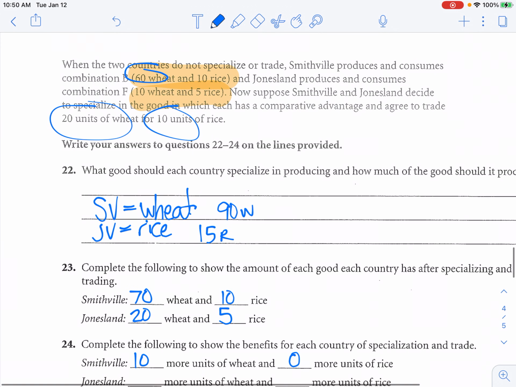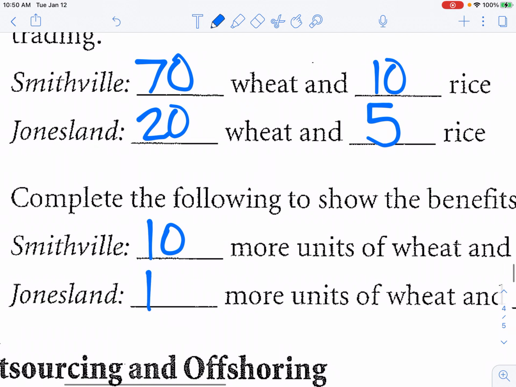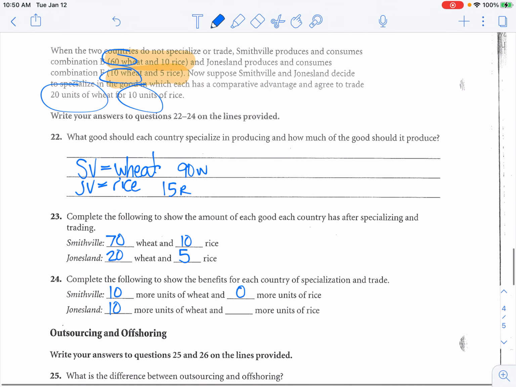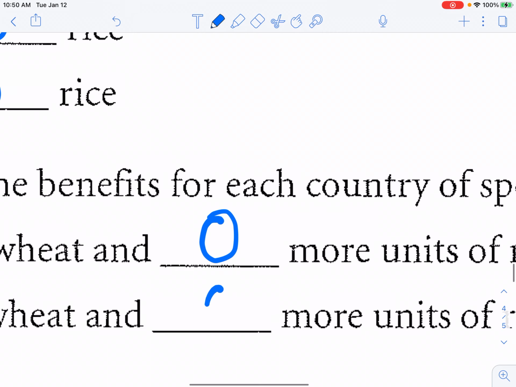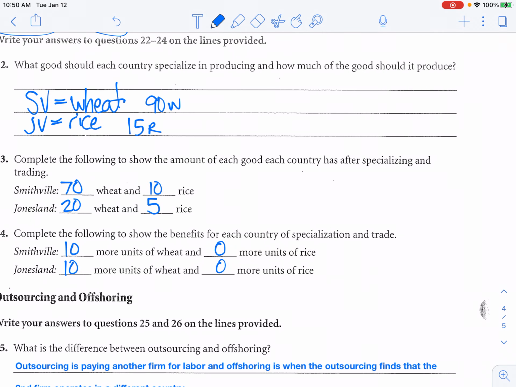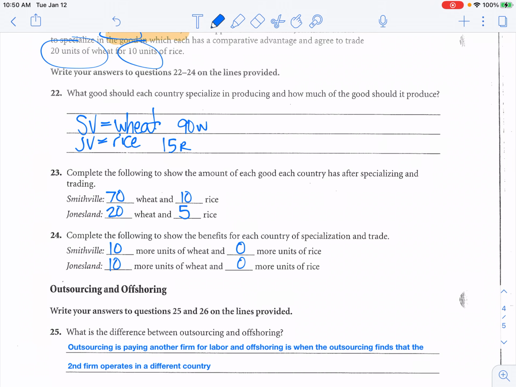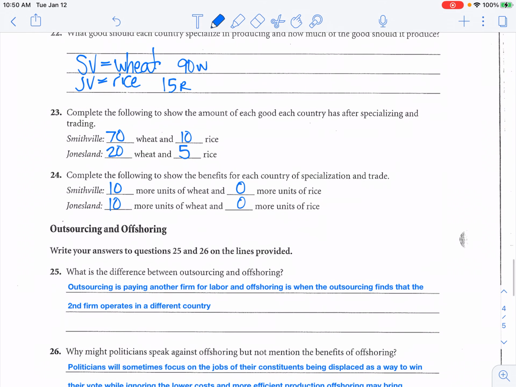Jonesland has 20 units of wheat now because they traded, whereas before they only had 10, so they went up by 10. And they stayed at 5 for rice, so they didn't get any more units of rice, but they didn't have to give anything up to get more wheat. So specializing and trading benefited both countries. So this is just mathematical evidence showing how international trade and specialization can be good when resources are utilized productively and countries are willing and open to trade fairly with each other and voluntarily.